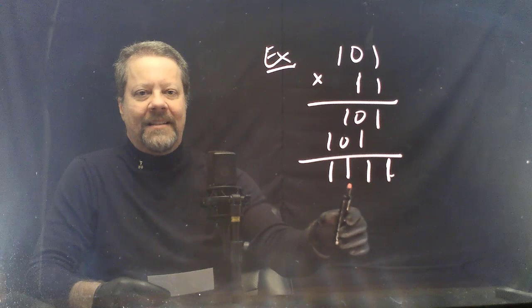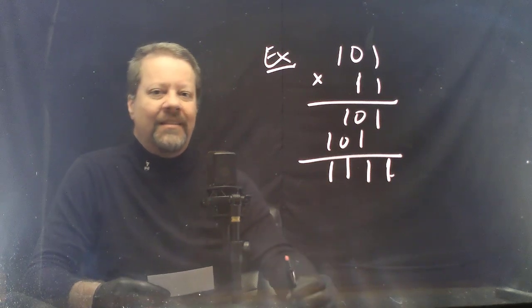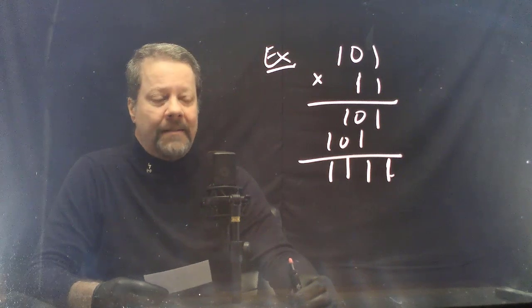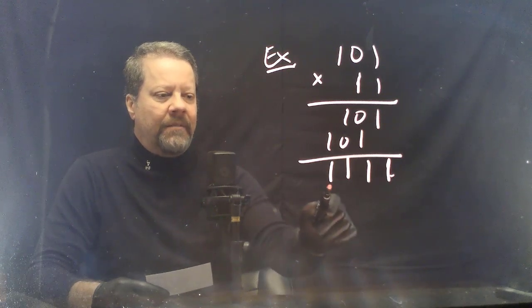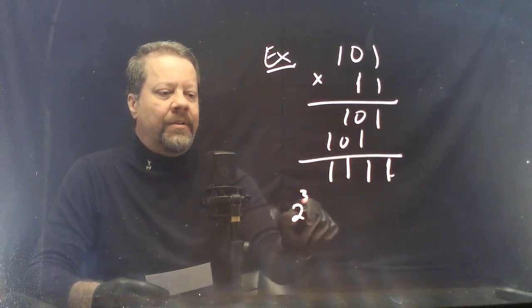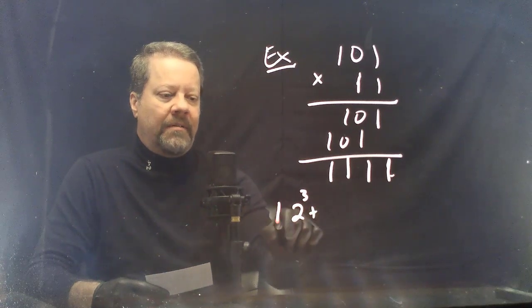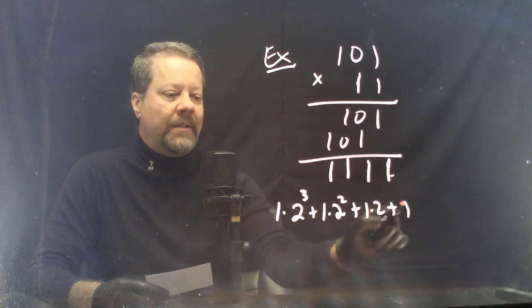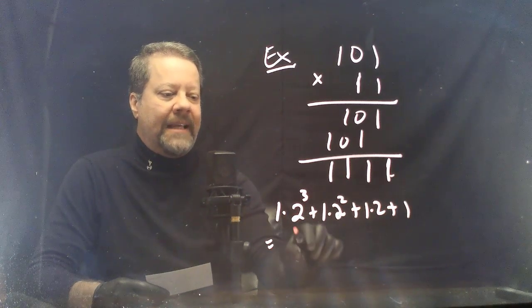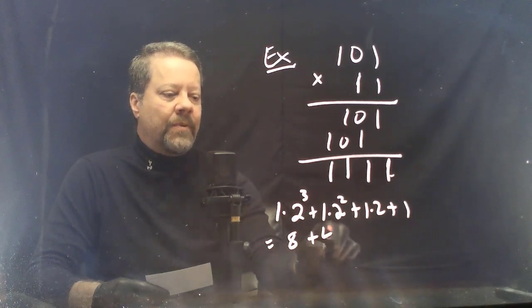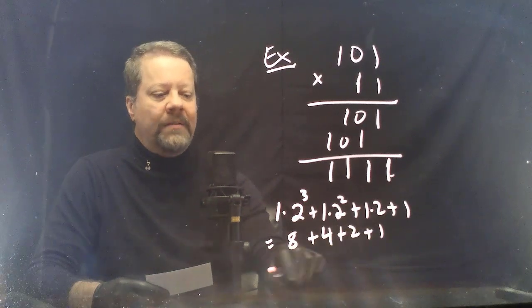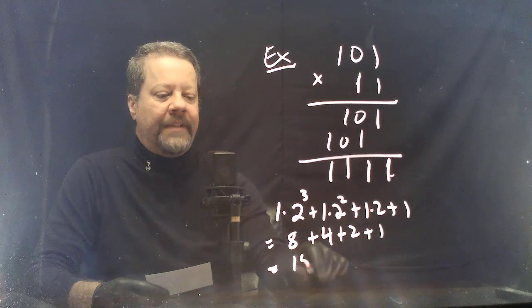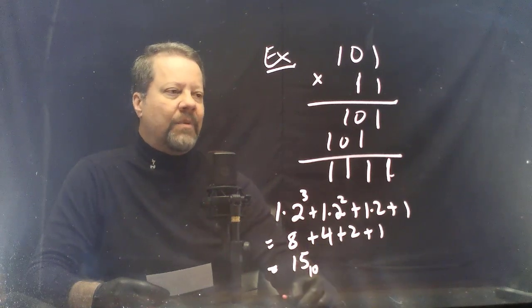Let's see if this makes sense, and does it really match what we would get if we converted everything over to base 10. Remember, this is 2 cubed plus 1 times 2 squared plus 1 times 2 plus 1, which is 8 plus 4 plus 2 plus 1. 8 and 2 is 10, and then another 5 gives you 15. So in base 10, we're looking at 15.